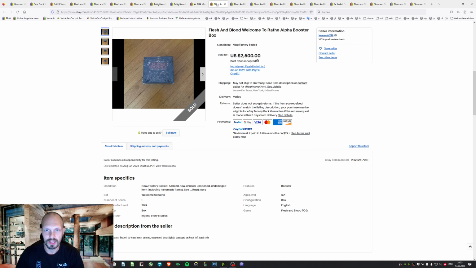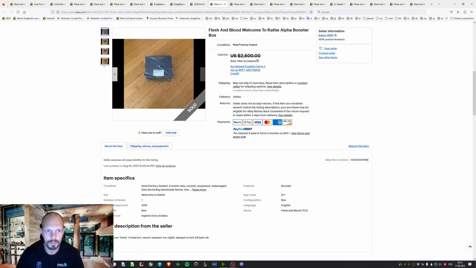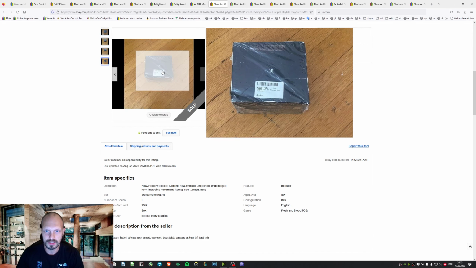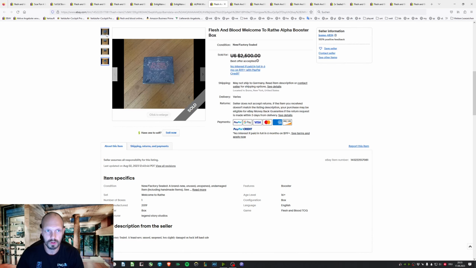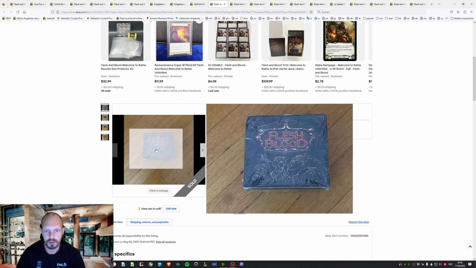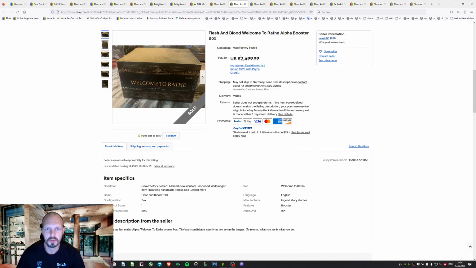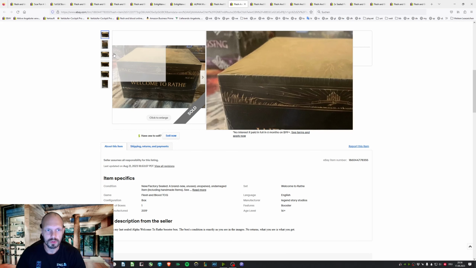And now it gets even more pricey and ridiculous. So we have a little damaged box. Wow, this is a Welcome to Wrath Alpha. Oh my god. $2,500 from New York for this little box. I mean, what's supposed to happen, huh? Well, that's a bit much, but anyways, $2,500 for that Welcome to Wrath box.